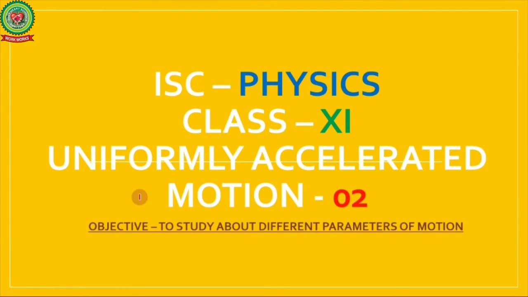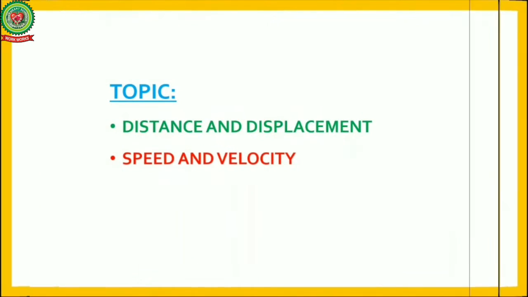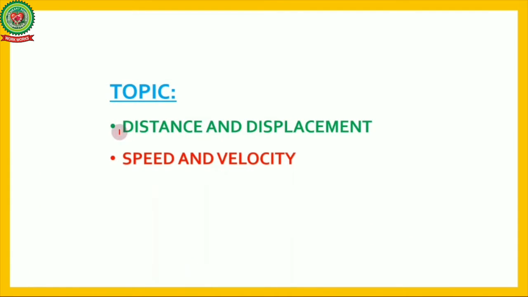We are doing the chapter Uniformly Accelerated Motion. The objective of today's topic is to study different parameters of motion. The topics which we are going to discuss are distance and displacement, and speed and velocity. So let's start our topic.